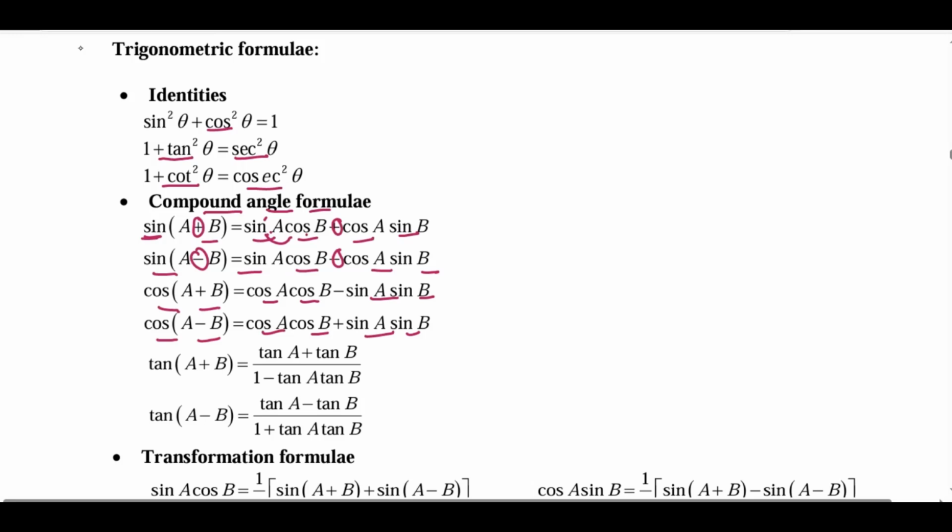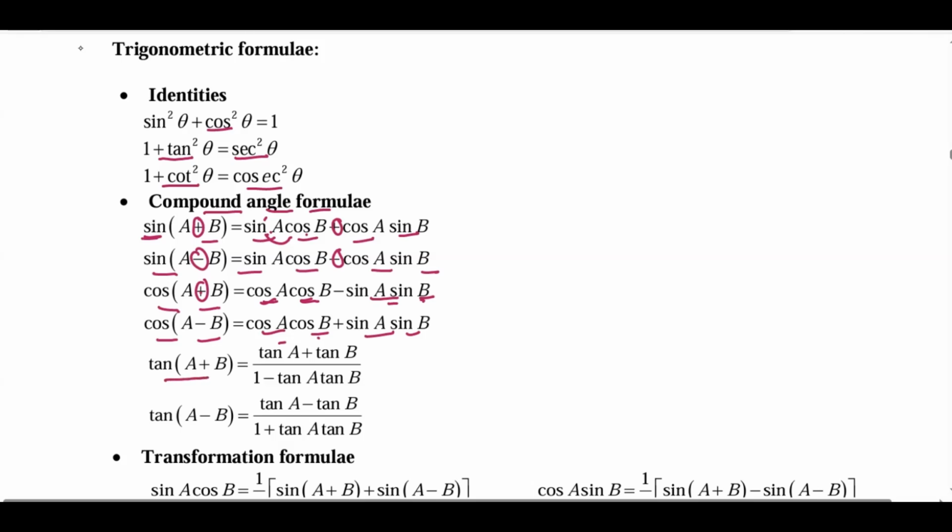Then when you take cos, it is the same angle: cos cos, sin sin, and the sign is opposite. If you have plus, it will be negative. If it is negative, it will be positive. So for cos(a plus b), it will be cos a cos b minus sin a sin b. For cos(a minus b), it will be cos a cos b plus sin a sin b.